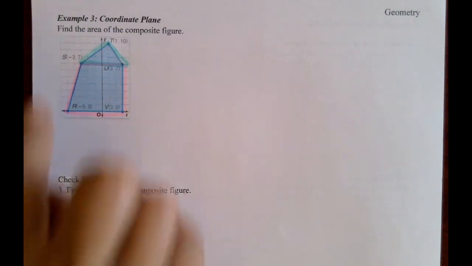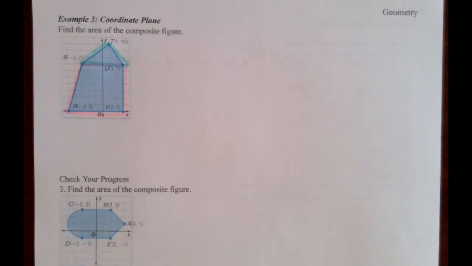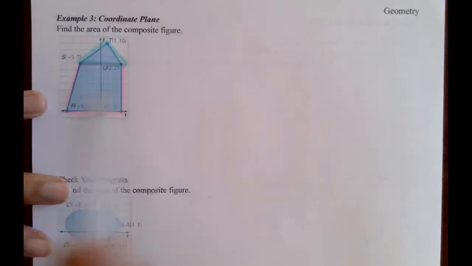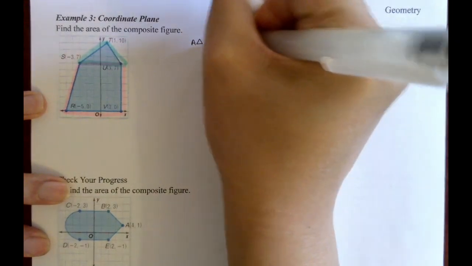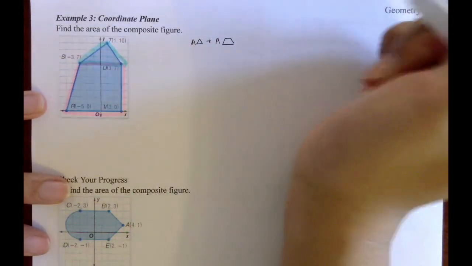Another way you can do it is you can make a bigger rectangle and subtract the parts you don't want. That works as well. But here we can just do it with the trapezoid and this triangle. So we're going to do the area of the triangle plus the area of this trapezoid looking thing. I know it doesn't look like this, but that way I know it's a trapezoid.